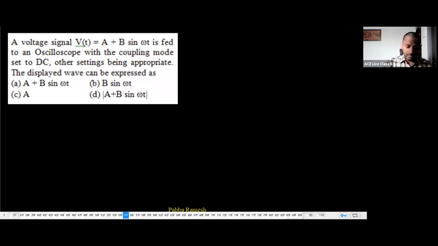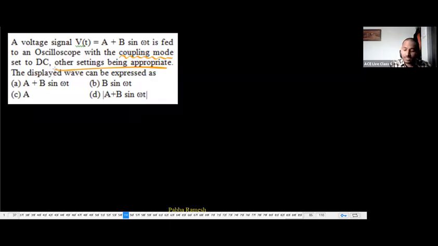Right. Simple. Here, a voltage signal V of t equal to A plus B sin t, a constant value and a sinusoidal value both given, is fed to an oscilloscope with the coupling mode set to DC. Coupling mode. First of all, you need to understand that coupling means addition. The CRO is basically an AC device, plus DC is also coupled, which means now the CRO is operated in AC plus DC combination.